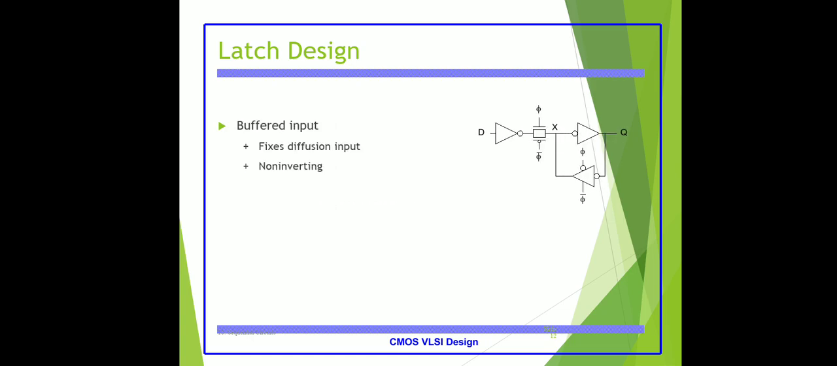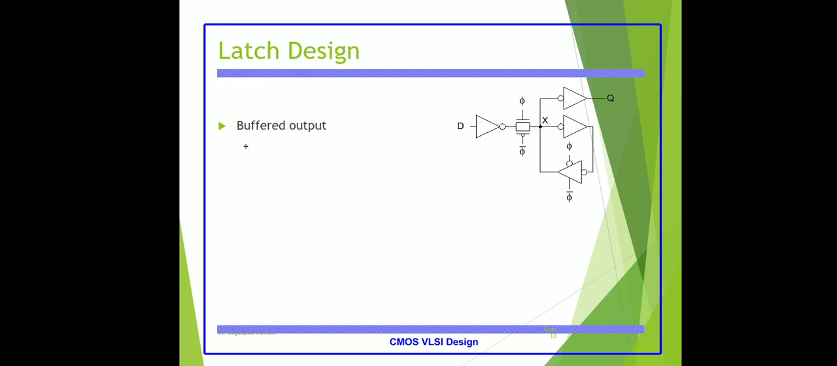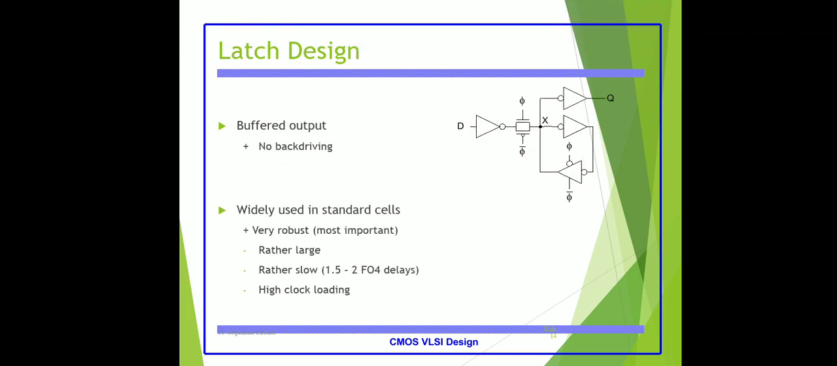And in the case of the buffered input, it fixes the diffusion input, and also it has a non-inverting buffered output, no back driving, and is also used in standard cells. It is very robust. It is rather large and also slow, with high clock loading.